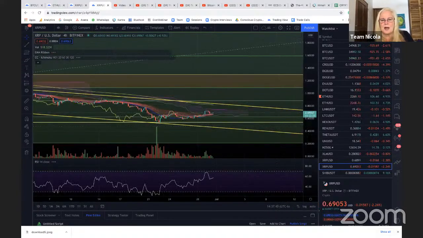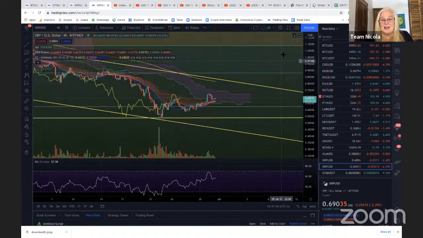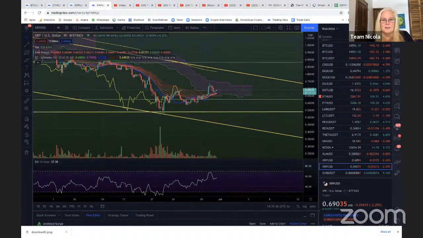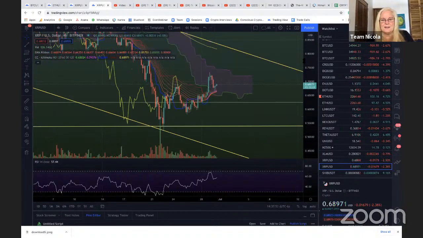I love XRP. I think it's great to trade because it trades in channels a lot of the time. Channels and bull flags, right? It loves channels and bull flags, and so that means that there's some kind of, I wouldn't call it a certainty or a stability because it's very volatile, but you can definitely trade the bottom to the top and the top to the bottom in terms of longing to the top and shorting to the bottom.